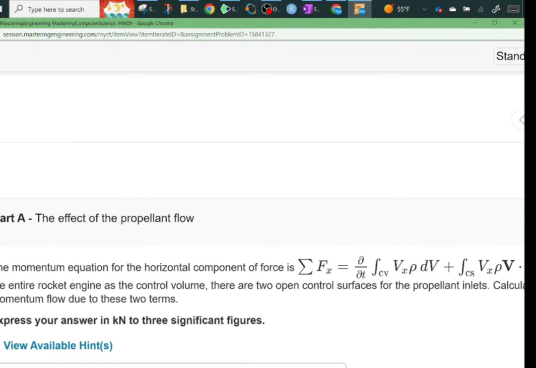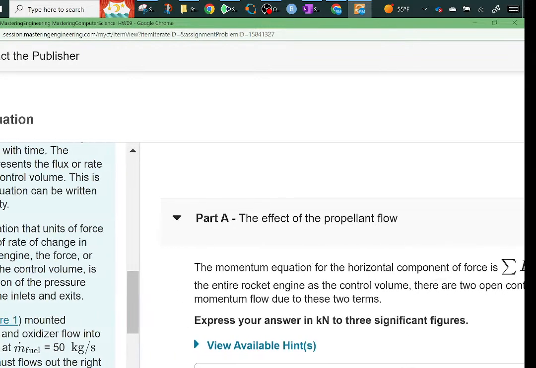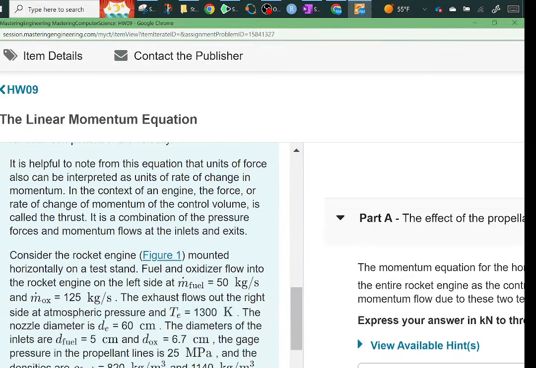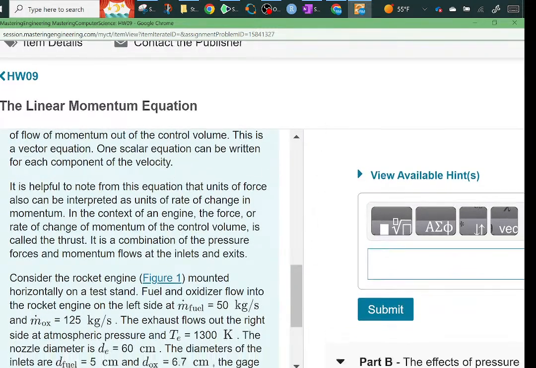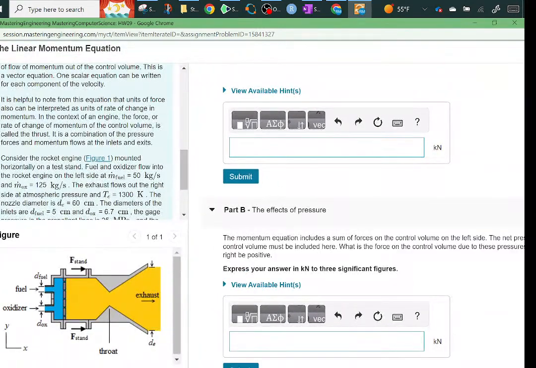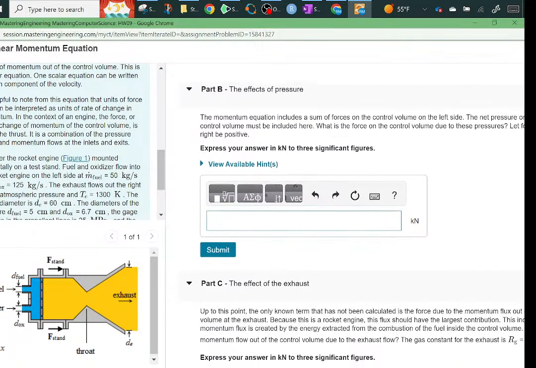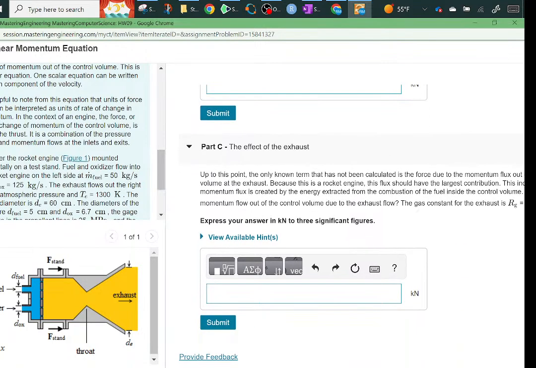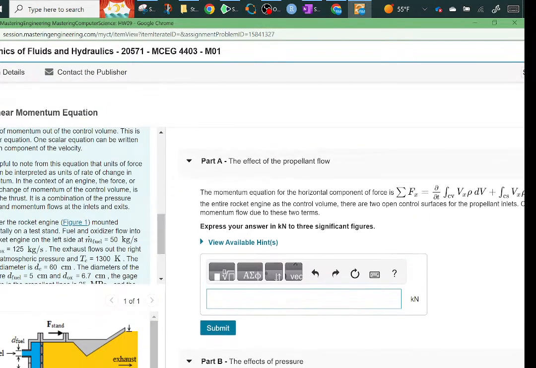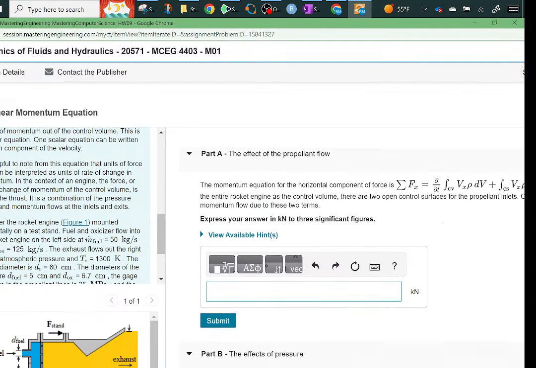He's going to find the X, the force, if it's steady flow. It looks like you're going to find the force coming out to the right. So you're going to have to find, see, it says F stand. So the force in the X direction to hold this so it doesn't go flying around the room. And then the effects of pressure, part B. And then what else? The effects of the exhaust. And that's it. So we'll come back in and do this.